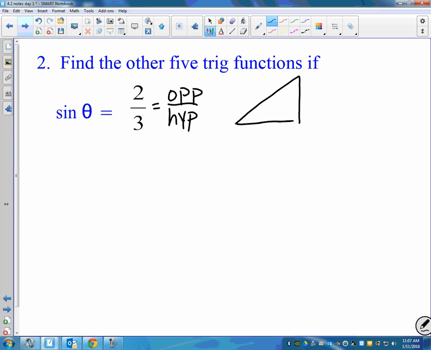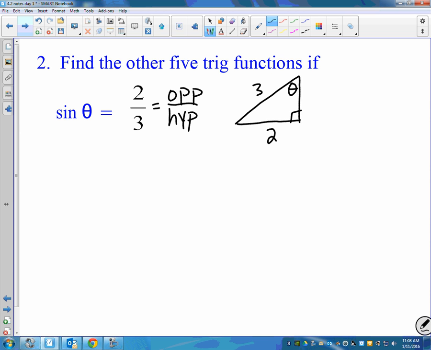Just to change things up, you definitely can put theta down here. But just to show you, it doesn't matter where you put theta as long as you label it correctly. So I'm going to put theta up here this time. But now that means if theta's up here, then my opposite side is down here. So if you put theta over here, then the opposite side is just across from the angle that you labeled. And that hypotenuse is always across from the right angle.